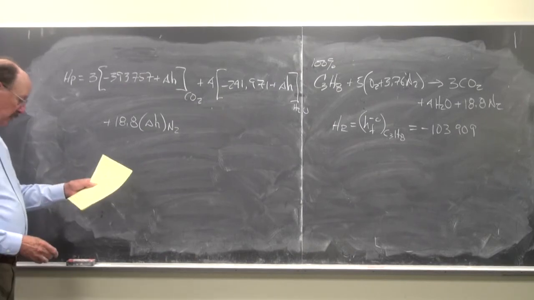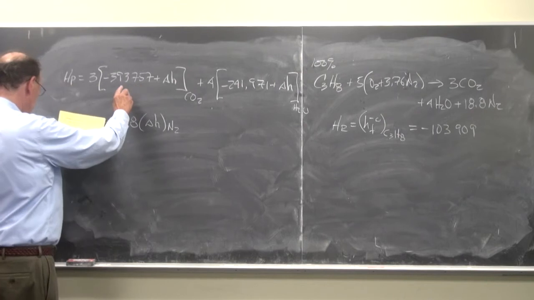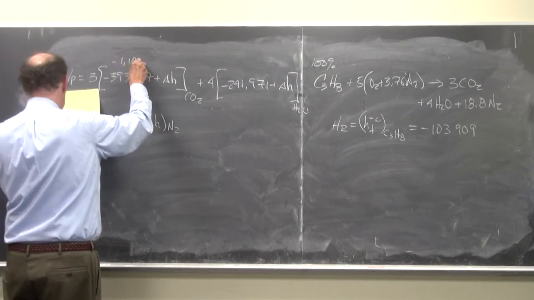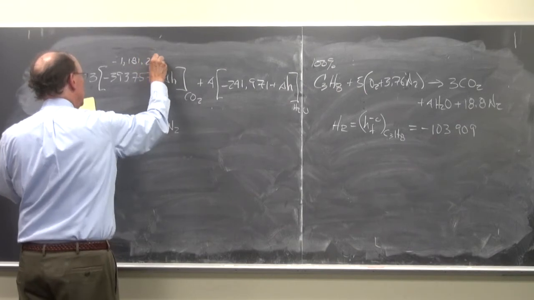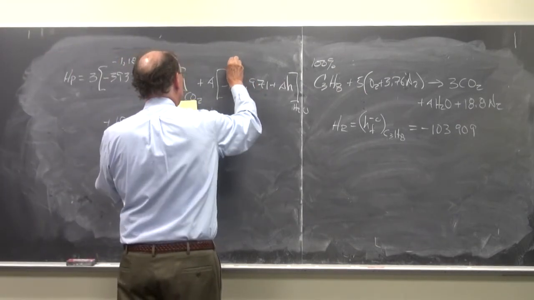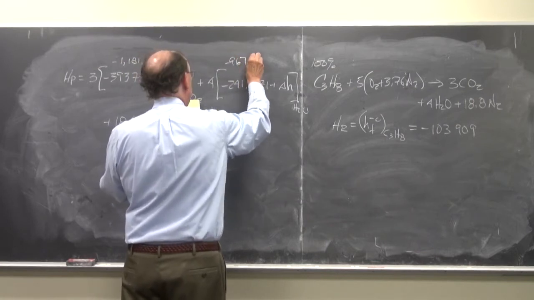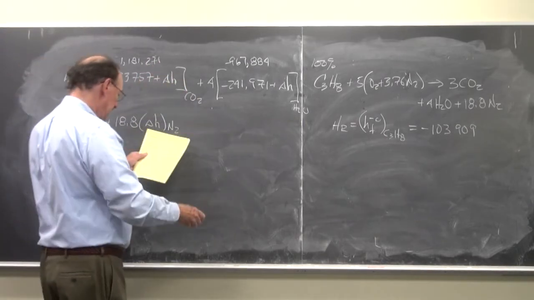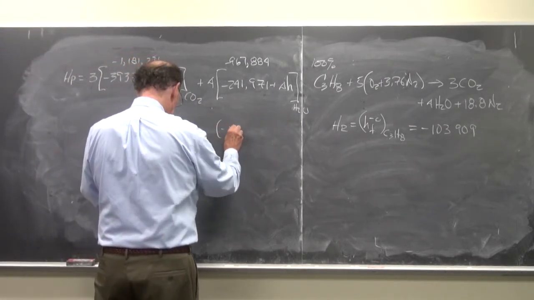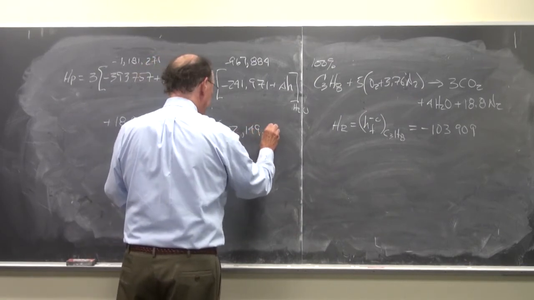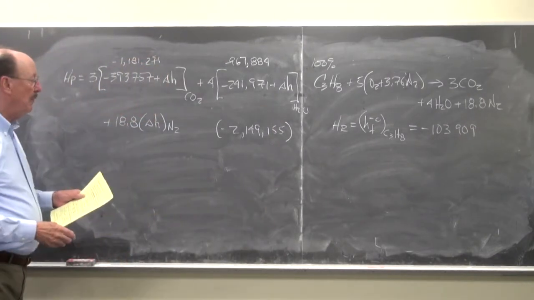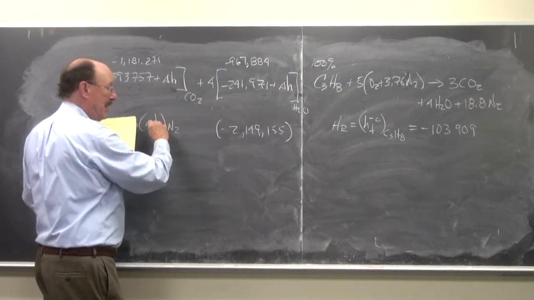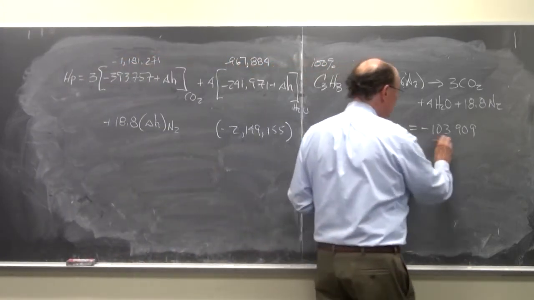But if I look at these numbers, and I multiply 3 times this, I have minus 1,181,271. If I multiply 4 times this, I have minus 967,884. So if I add these two negatives together, I have minus 2,149,155. So the products right now, H sub P without any delta H term, is going to be this, and I want it to balance this number.